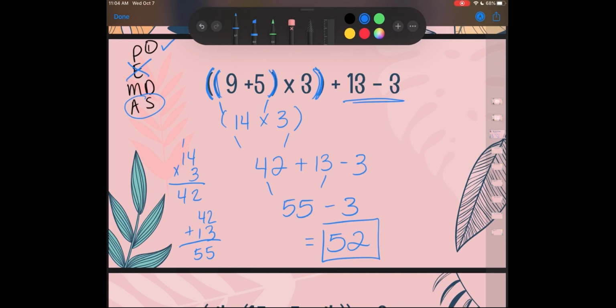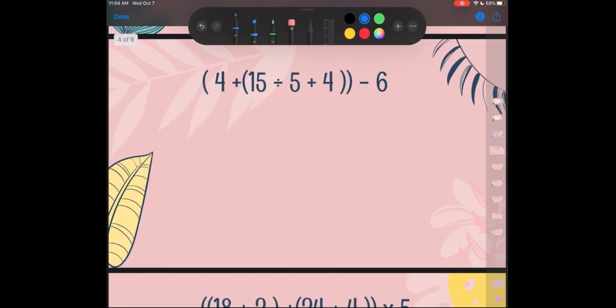So make sure that you are working from the most inward parentheses out if you've got nested parentheses. A lot of these questions are going to have nested parentheses today. Let's look at the next question. All right, for our next question, go ahead and pause here so that way you can try to work it out on your own and then play it when you're ready to go over your answer.